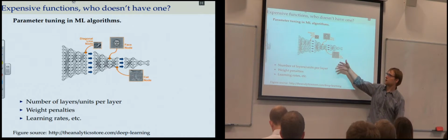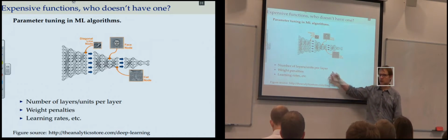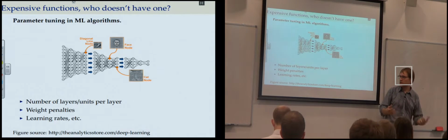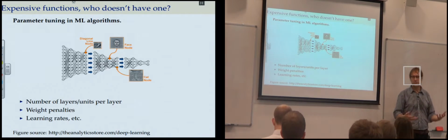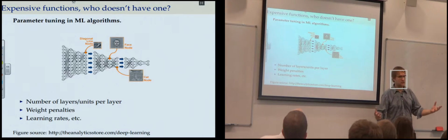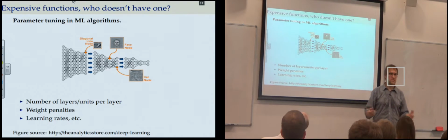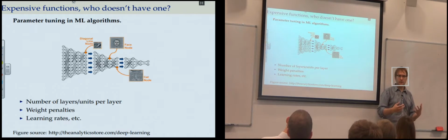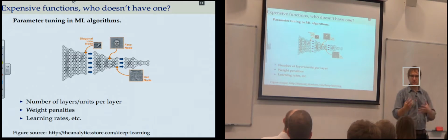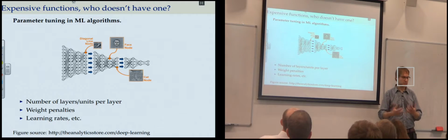So you have a deep neural network, and you need to select the number of layers, the units per layer, the weights, learning rates, etc. If you are training a neural network on a very large data set, this can be very expensive, so you have to be very smart in the way you allocate your budget to the different parameter sets that you try.